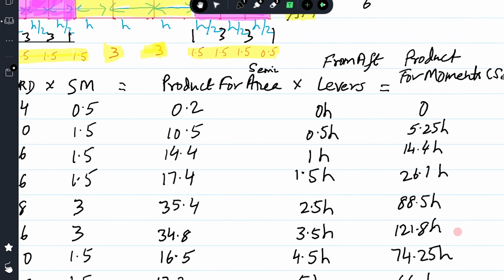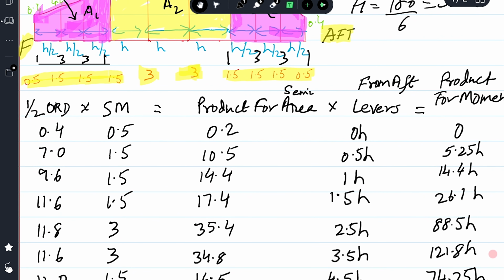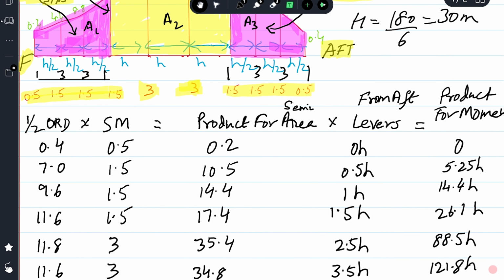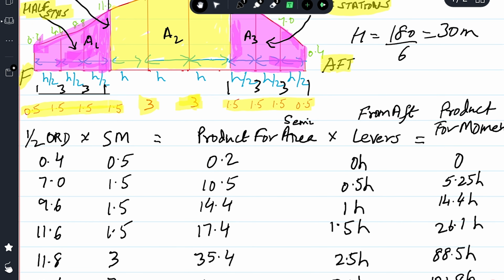Now levers. Again, you have a choice. You can take your levers from forward or aft, wherever you like. I have taken levers from aft. So the first ordinate, which is from aft, is 0.4. I have taken levers from here. So the lever for this particular ordinate will be 0 H. Okay. Now I'm going aft to forward. So the next ordinate after 0.4 is 7.0. The lever is H by 2, so 0.5 H.